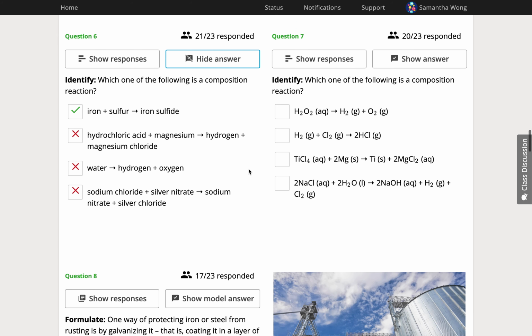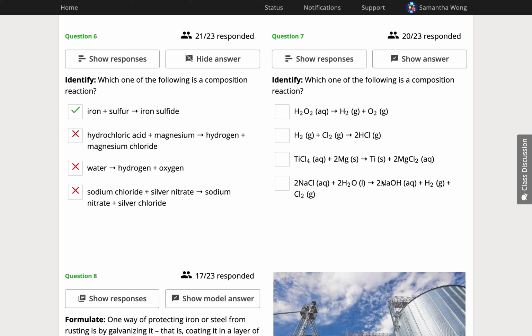Question 7. Which one of the following is a composition reaction? So it's similar to question 6, but instead of the word equations, we are given the chemical equations. So still go through it using the same thought process. A plus B gives you AB. So it cannot be the first one here because you've got 2 products. It might be this one here because we've gone from 2 reactants, so H2 gas plus Cl2 gas, giving you 2 HCl gas. It cannot be this equation here because you end up with 2 products.